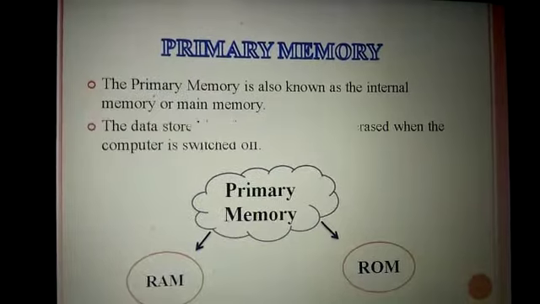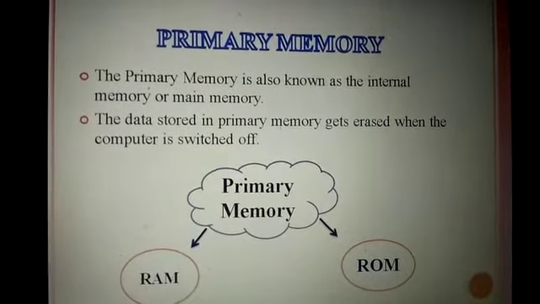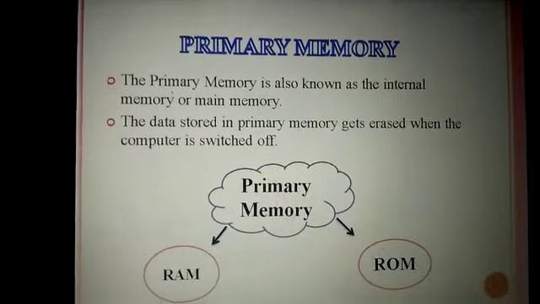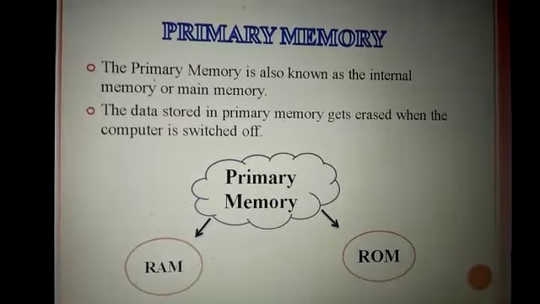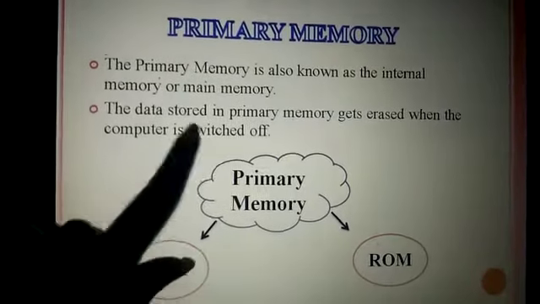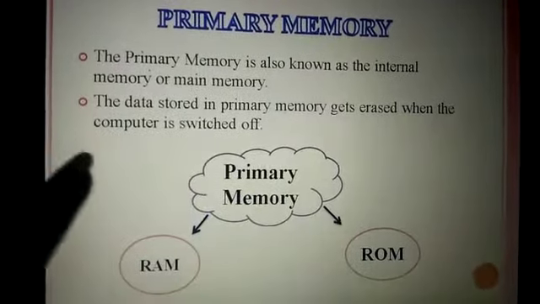First is primary memory. Primary memory is also known as internal memory or the main memory. The data stored in primary memory gets erased when the computer is switched off. Like when we switch off our computer, all the data in the primary memory gets erased.